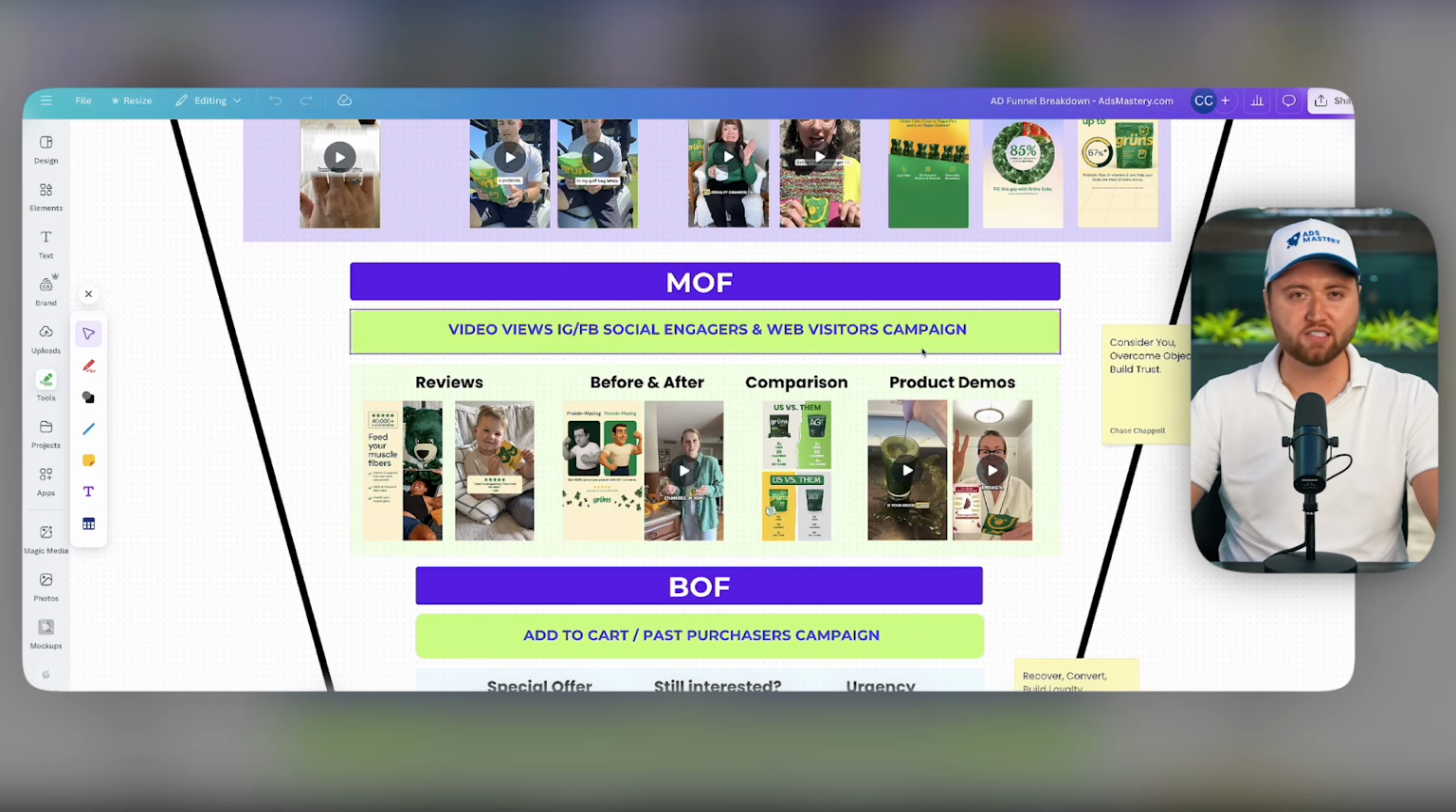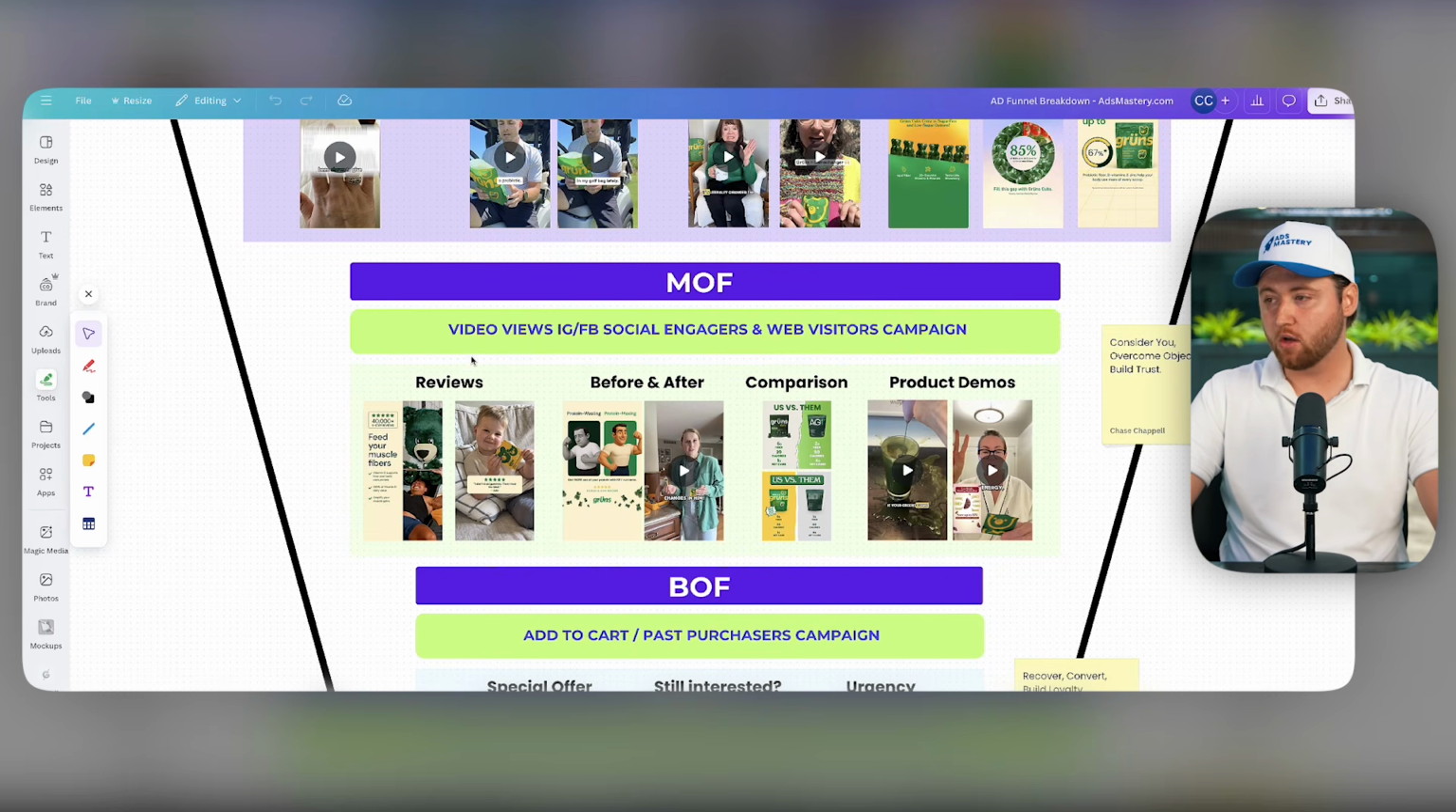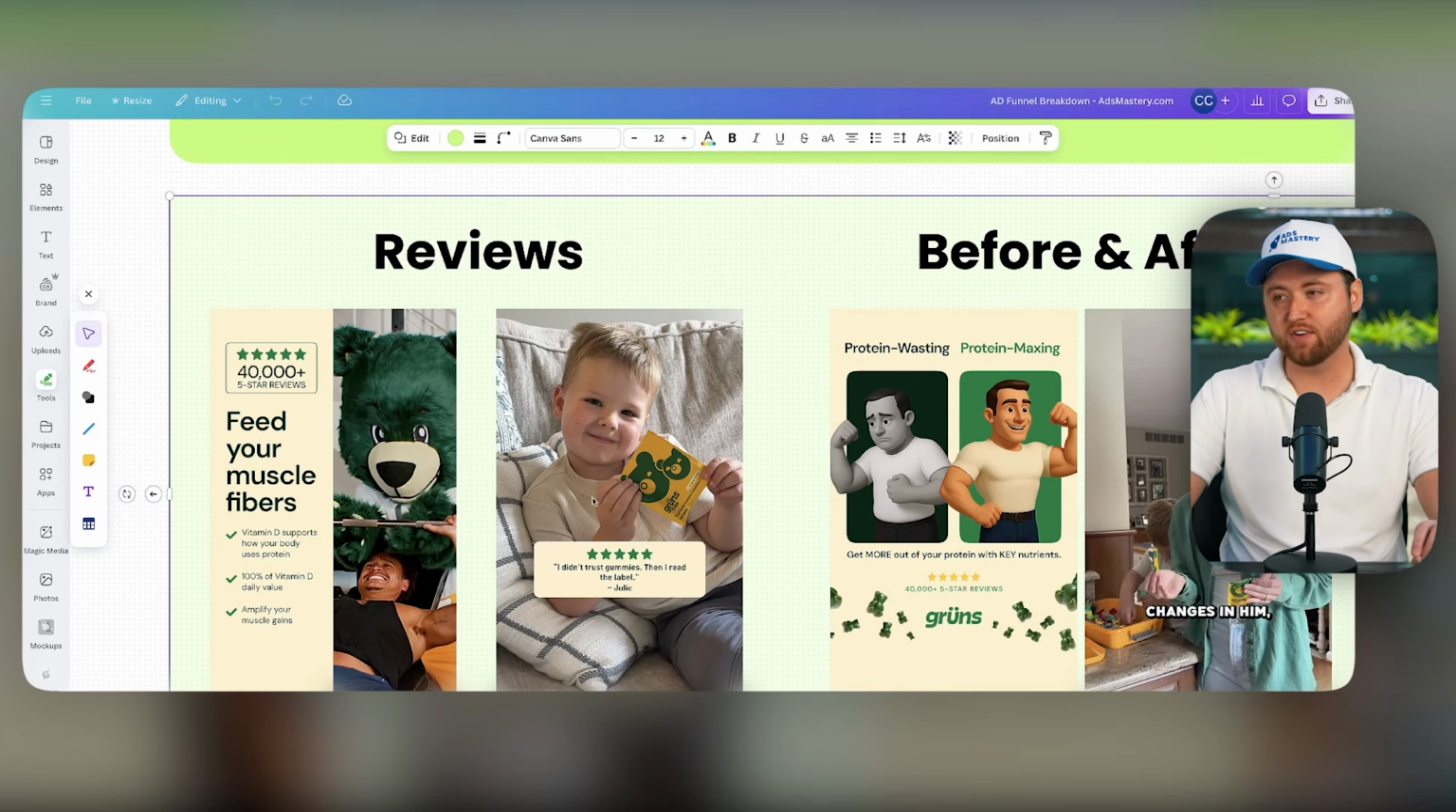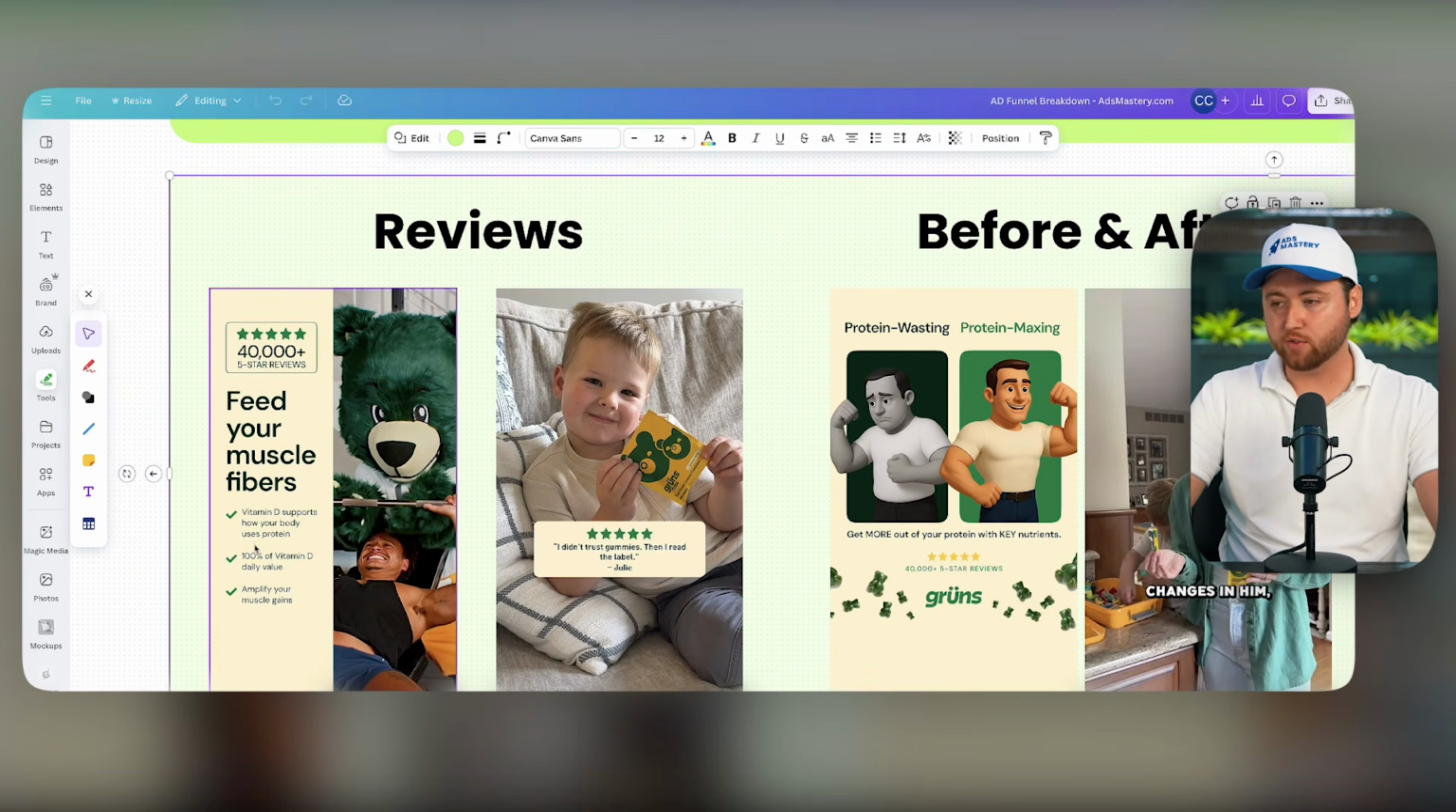And so what are some of the ways that you do this? Well, this is going to be through credibility. This is going to be through social proof. This is going to be through trust building. And that is all done through review-based ad creatives where we have 40,000 plus 5-star reviews. That's a pretty compelling stat. And feed your muscle fibers where we have 3 key benefits of the product.